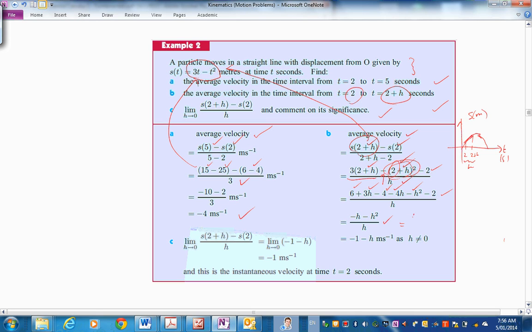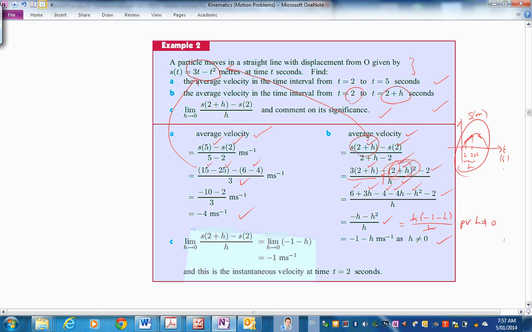I think it would be good to put out a common factor of h, neg 1 take h, over there, and we can cancel with a proviso h is not equal to naught, and therefore we've got neg 1 take h meters per second. And that would be our average velocity, the slope of the chord there.